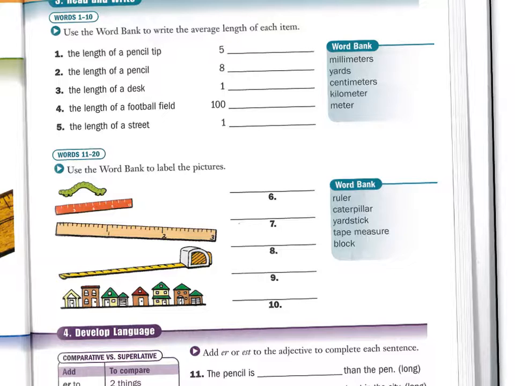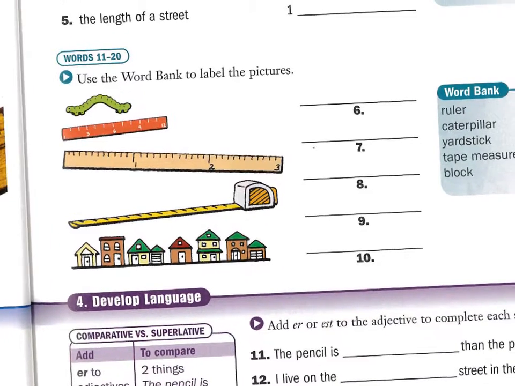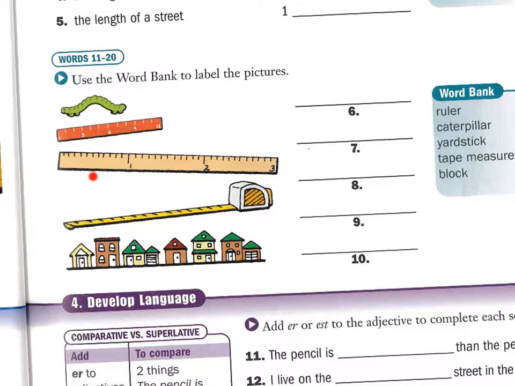Use the word bank to label the pictures. What's this? It is a caterpillar. What is this? It is a ruler. What is this? It's a yardstick. What is this? It's a tape measure. What is this? It is a block, a city block.